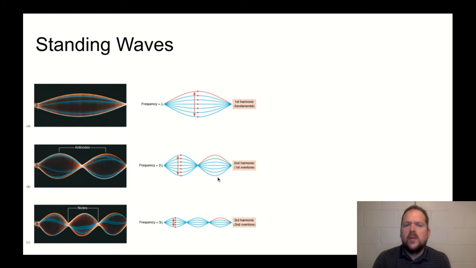And it's also counted as having two nodes. We count the middle node as one, and then we count the ends each as half a node, just so we keep the counting index the same, whether we're counting antinodes or nodes. The third pattern, 3 times the fundamental frequency, produces the third harmonic, or the second overtone. This one has 3 antinodes, and then 2 whole nodes here in the center, the 2 half nodes at the end, 3 nodes as well.